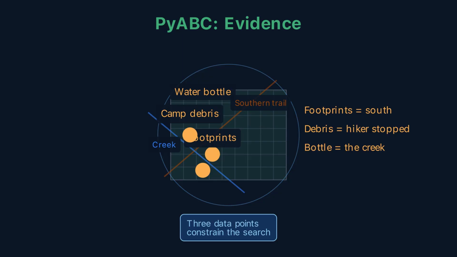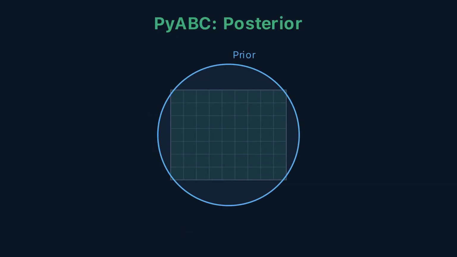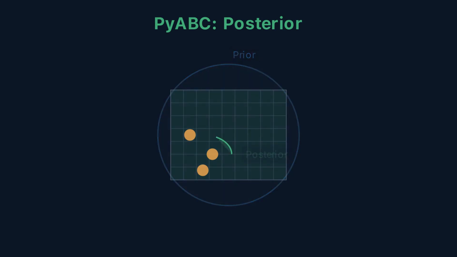The footprints say south. The debris says the hiker stopped. The water bottle says the creek. PyABC combines the prior with the evidence. The wide 5-kilometer circle fades. So a region emerges, an ellipse centered on the western valley near the creek, south of the trail junction.